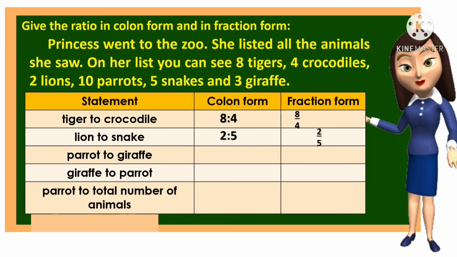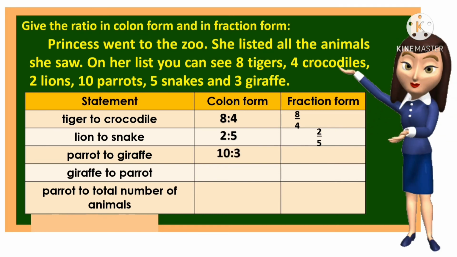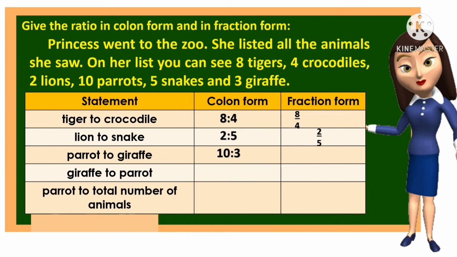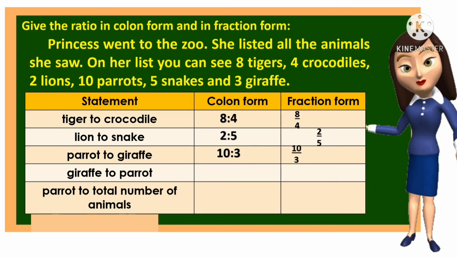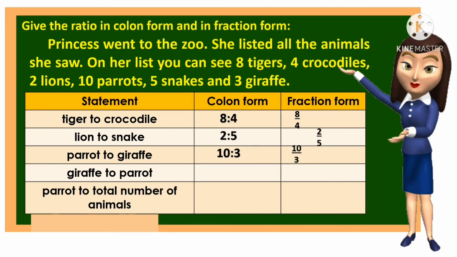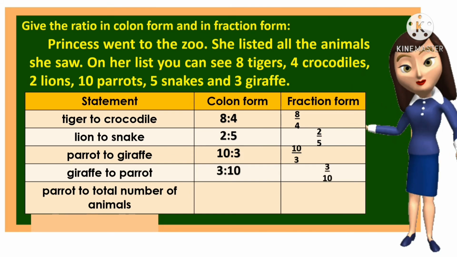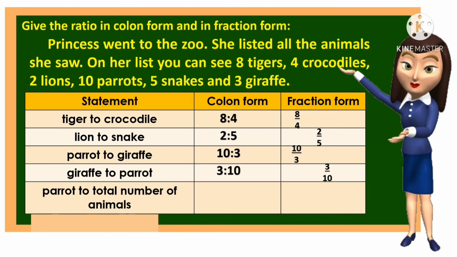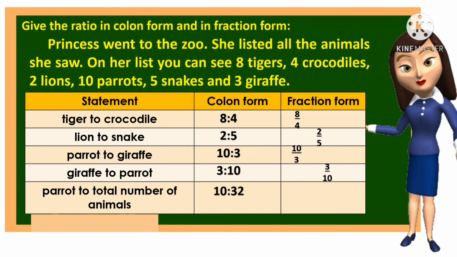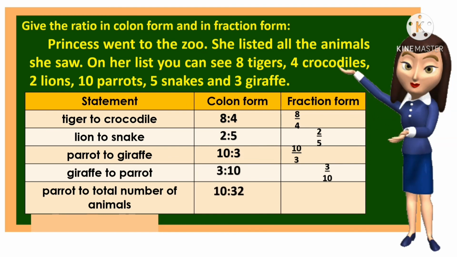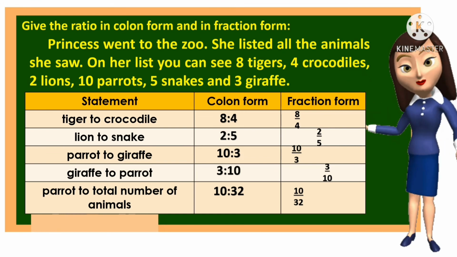2/5. What is the ratio of parrot to giraffe? The answer: 10:3. 10/3. What is the ratio of giraffe to parrot? The answer: 3:10. 3/10. What is the ratio of parrot to total number of animals? The answer, 10 is to 32. 10 over 32.